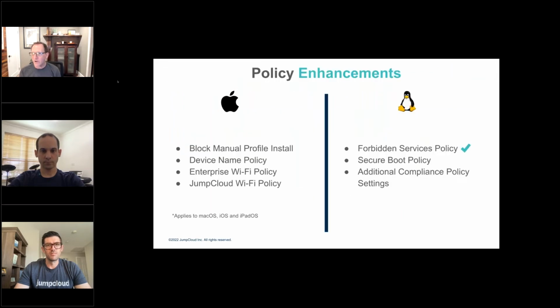Okay, other policy enhancements. In general, I'll say that for 2022, we've been really going deep across all the OSs to improve the capability set. No exception is Apple and Linux. There's a handful of new policies we plan on adding in Q4. We've added about, I'd say, 16 policies from the end of Q2 to Q3 already. So we've got 4 more, including enterprise and JumpCloud Wi-Fi policies. That's kind of cool stuff.